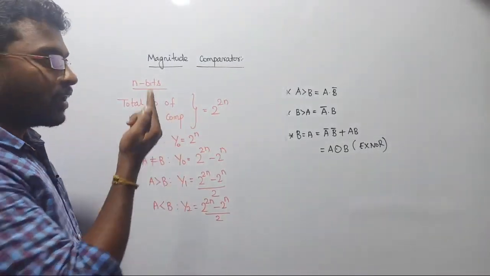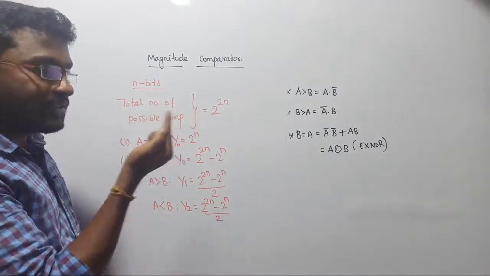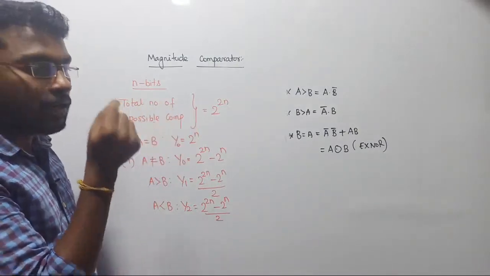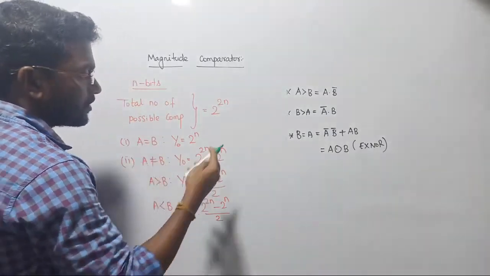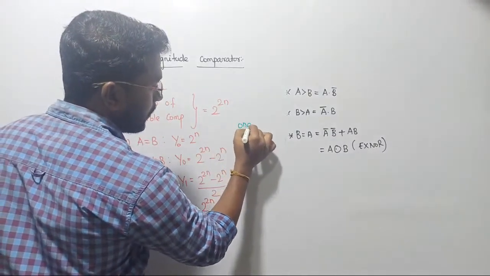I took only one bit. A is a single bit, B also is a single bit. We just made a comparison between single bits, right? One bit comparison. That is called one bit comparison. For one bit comparison, let us see.